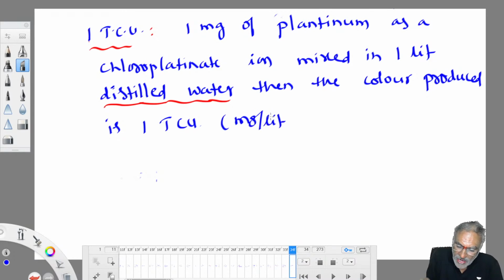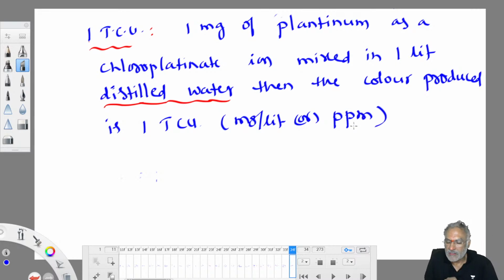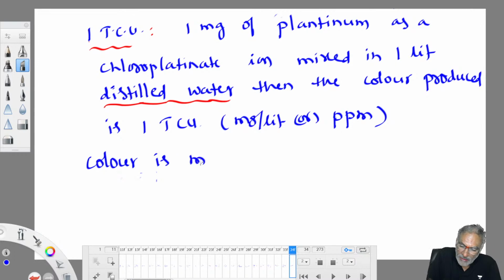How many milligrams of platinum in how many liters of distilled water? Or milligram per liter is equal to ppm also, parts per million. That way also they can express. But it is measured on platinum scale. So color is measured on platinum scale, platinum cobalt scale.